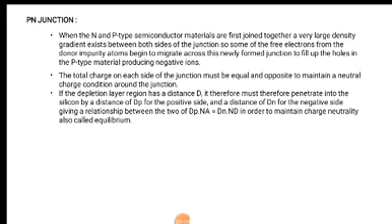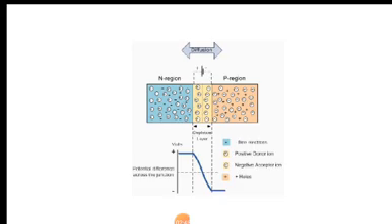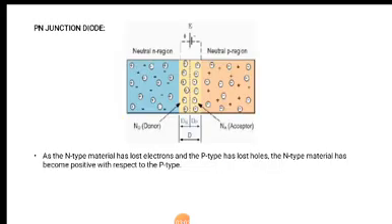Here the total charge of the junction will be equal and opposite to maintain a neutral charge condition around the junction. If the depletion region has a distance d, then it extends into the positive side and the negative side, which gives the relationship d_p N_A equal to d_n N_D. You can see in this figure the diffusion region, in the N region and P region, and when the electrons and holes move in opposite directions, the center region forms a diffused layer and forms a PN junction.